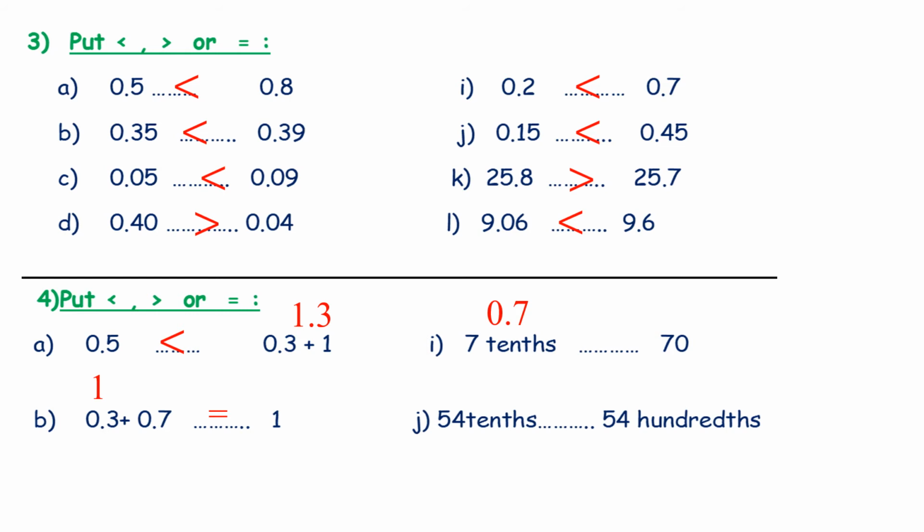Which is greater, 0.7 or 70? Yeah, it's 70. Let's write 54/10 and 54/100. 54/10, I will write it in this way, and 54/100 will be 0.54. So which is greater? The whole number here is 5, but there is 0, so 54/10 is greater than 54/100.